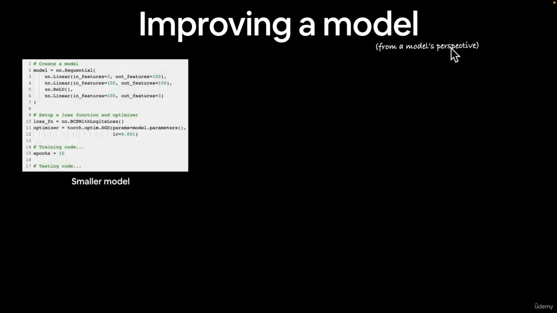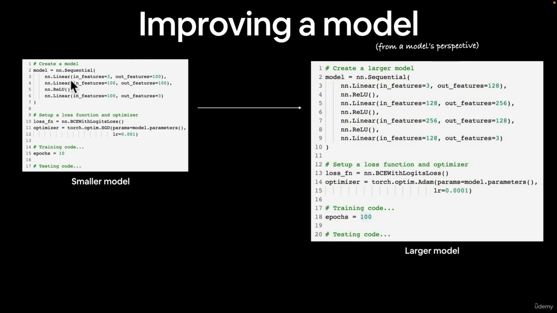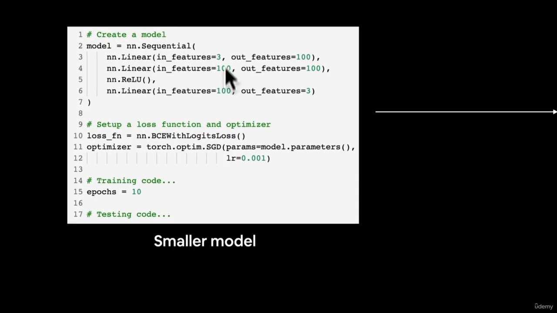And so, if we look at what we've just talked about, improving a model from a model's perspective, let's talk about the things we've talked about with some color this time. So, say we've got a model here. This isn't the exact model that we're working with, but it's a similar structure. We've got 1, 2, 3, 4 layers. We've got a loss function, BCE with logits loss. We've got an optimizer, stochastic gradient descent. And if we did write some training code, this is 10 epochs. And then the testing code here, I've just cut it out because it wouldn't fit on the slide.